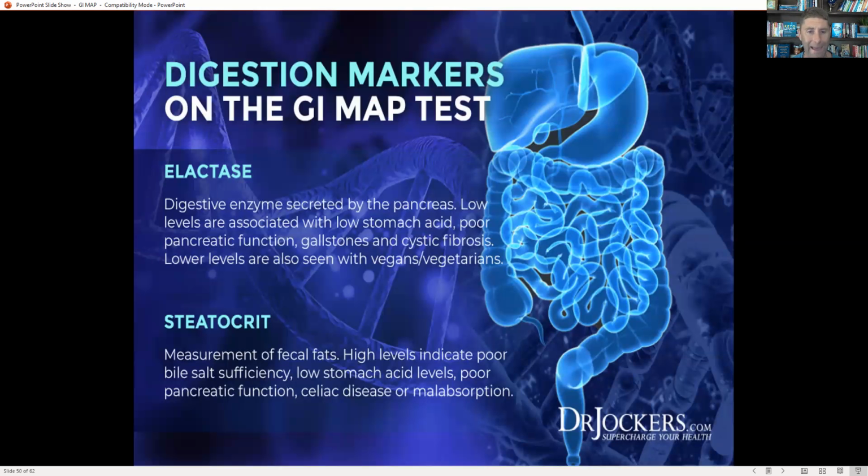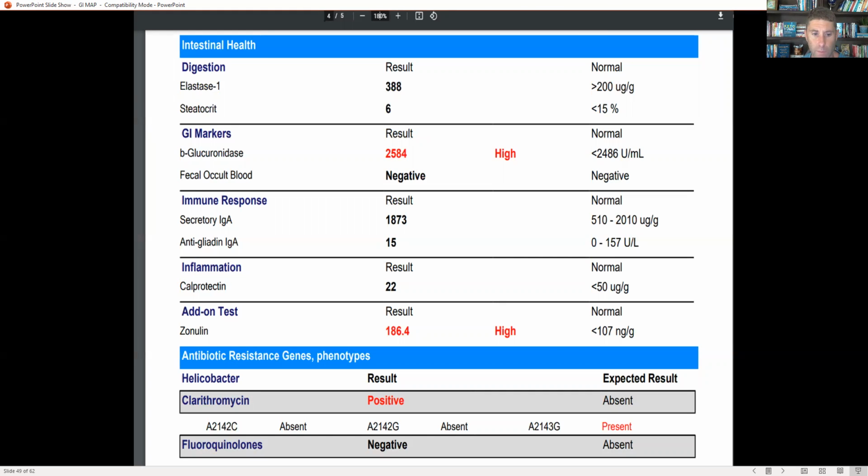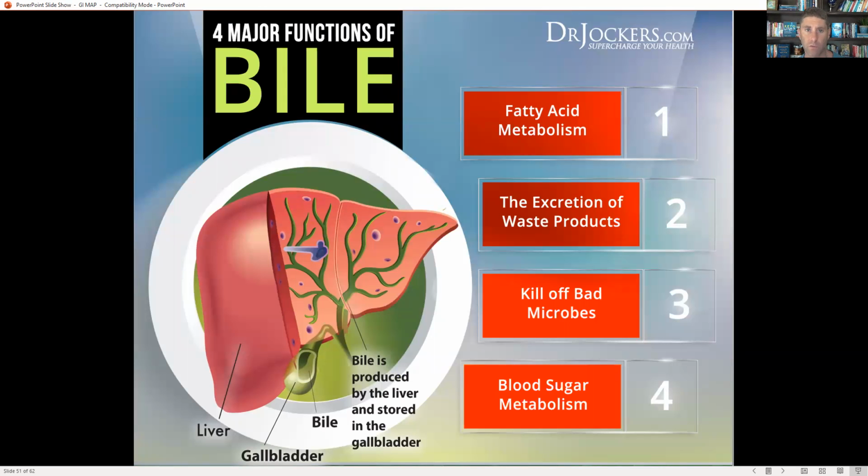Now, digestion markers, lactase, digestive enzyme. It's a digestive enzyme secreted by the pancreas. Low levels are associated with low stomach acid, poor pancreatic function, gallstones, and cystic fibrosis. Okay, so we talked about earlier, that person at 388, they may need a little bit of stomach acid support, but it may actually be more of a pancreatic enzyme issue, right? Since steatocrit's in a good range. Steatocrit is a measurement of fecal fats. High levels indicate poor bile salt sufficiency, low stomach acid levels, poor pancreatic function, celiac disease, or malabsorption. Okay, this person doesn't have high gut inflammation, so I'm not thinking celiac disease or something like that.